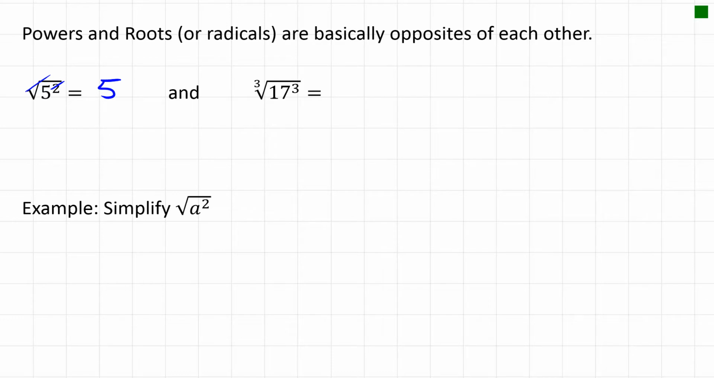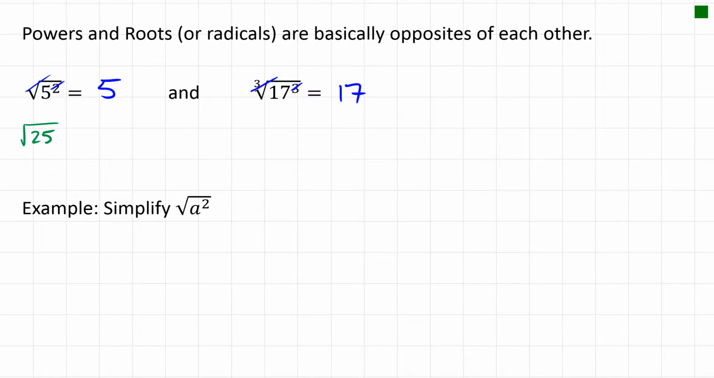But we can also prove this, so I'm not just going to put crosses through things to prove math. 5 squared is 25, and we know that the square root of 25 is 5. So these operations are opposite. Whatever one does, the other undoes it. So for the cube root of 17 cubed, I don't need to cube 17. The cube root undoes whatever the cube does, so that's just equal to 17.